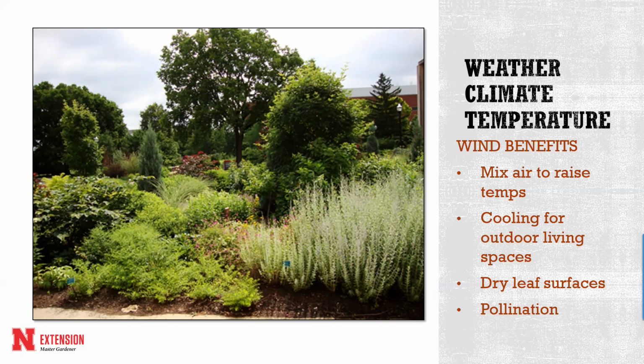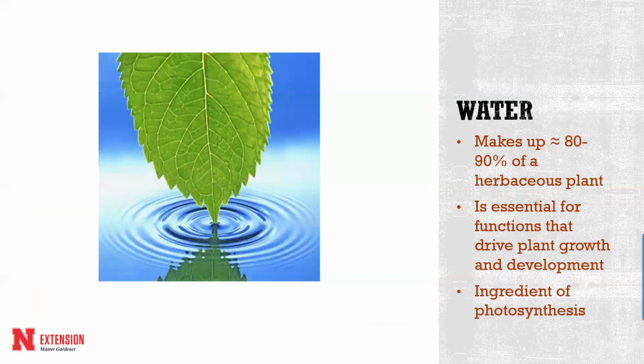So the better wind benefits and wind circulation that we have, the better leaf drying we have, usually the fewer diseases we have. Wind also benefits us by pollination. There are a lot of plants pollinated by wind. So definitely something that you need to look at when you're looking at weather and climate.